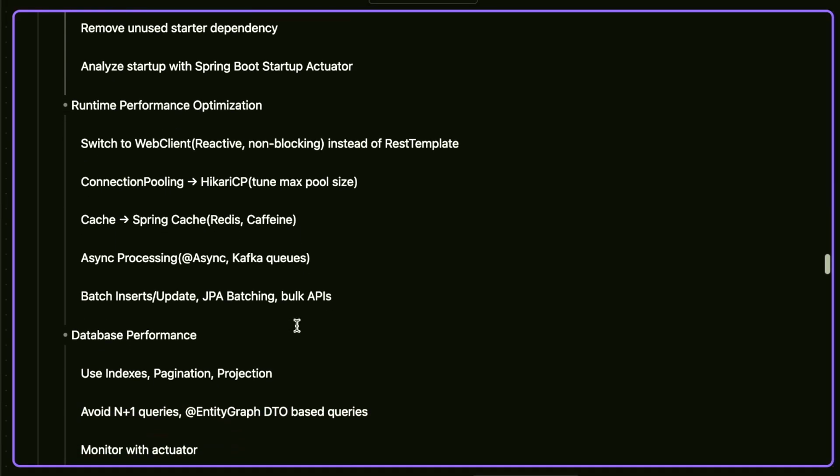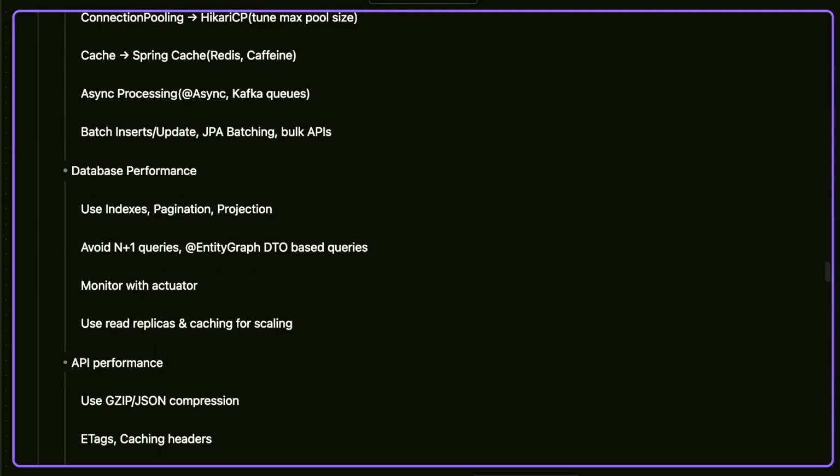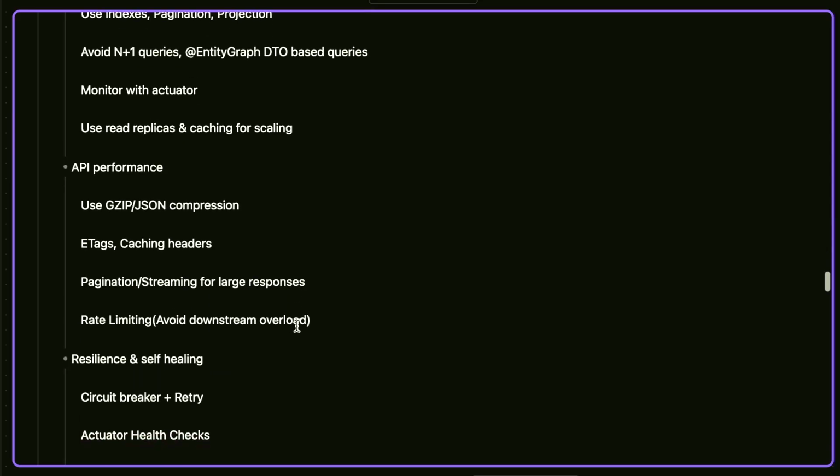The next topic is database performance. How have you handled transactions in a Spring Boot application? Have you used indexes, pagination, views, or projections? How have you avoided the N+1 queries problem, and how do you use read replicas and caching for scaling? Then we have API performance using gzip and JSON compression, caching headers, pagination, and streaming for large responses. Then we also have rate limiting to avoid downstream overload.